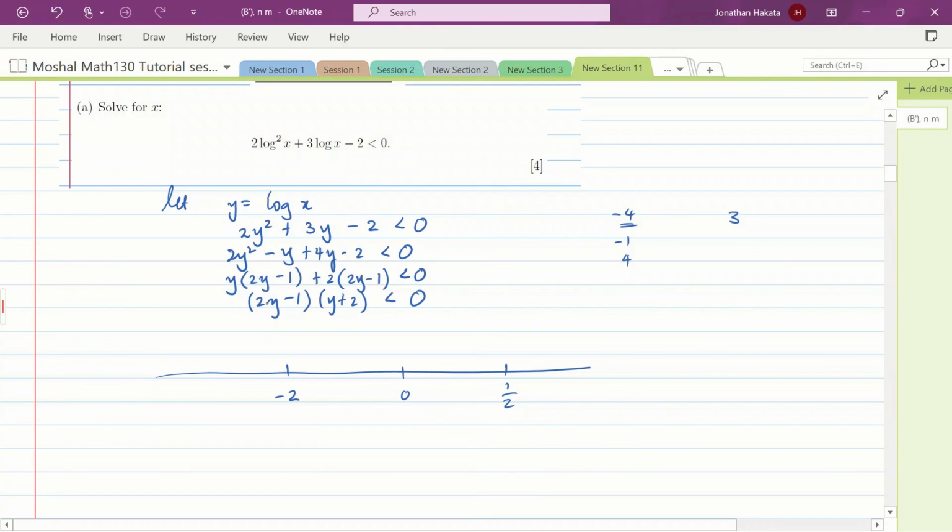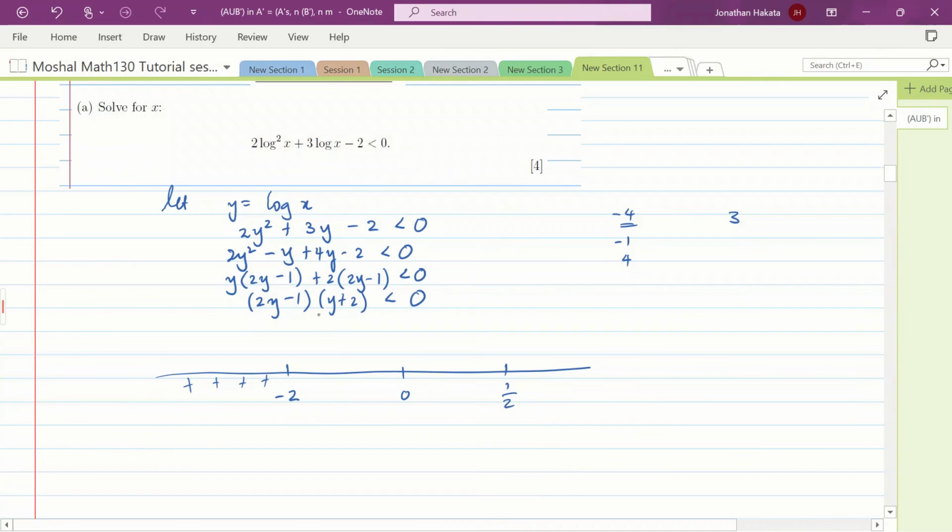Minus 5 times 2 is minus 10. Minus 1, that's minus 11. 2 minus 5, that's minus 3. Minus 11 times minus 3, that's something positive. So I'm getting positives here, but I want negative. Okay? So this region is rejected because it doesn't satisfy the inequality. Then let's pick any number in between.